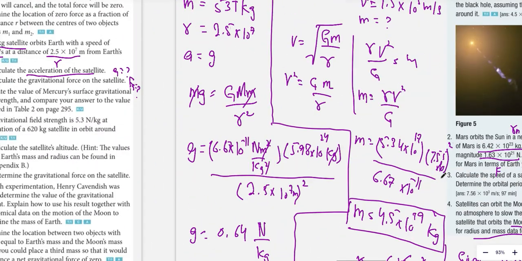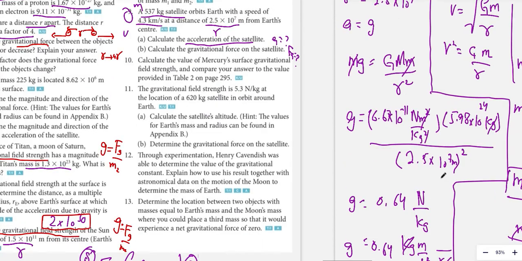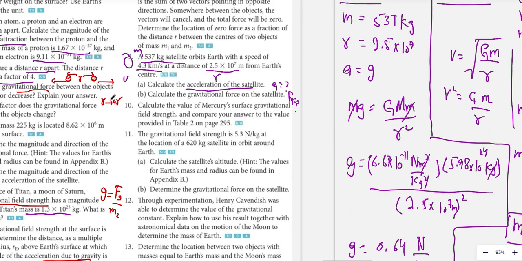Then we will move to the last question of this assignment, which is question number 9. The mass of a satellite is given. The speed of it is 4.3 kilometer per second, and the distance is 2.5 into 10 to the power 7. The thing which we have to calculate is the acceleration, which is g obviously, and then we have to calculate the gravitational force on the satellite. Okay, then we have to find the force as well.